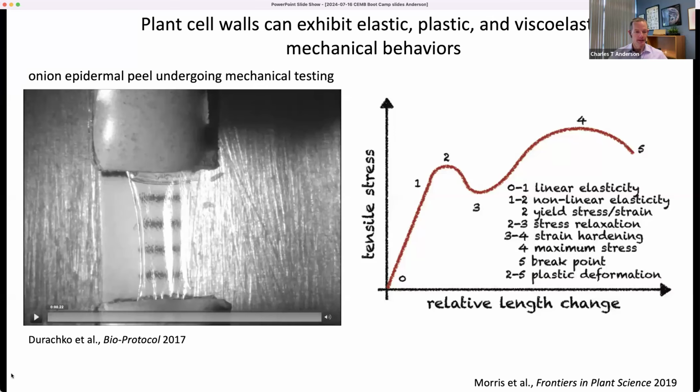So thinking a little bit about the mechanics of plant cell walls, one of the really interesting things about them is that they can exhibit elastic, plastic, and viscoelastic mechanical behaviors. So I'll just pause for a second and ask if anybody knows the definition of elastic and plastic, if you've done any mechanics work in your previous lessons. So what's an elastic behavior?